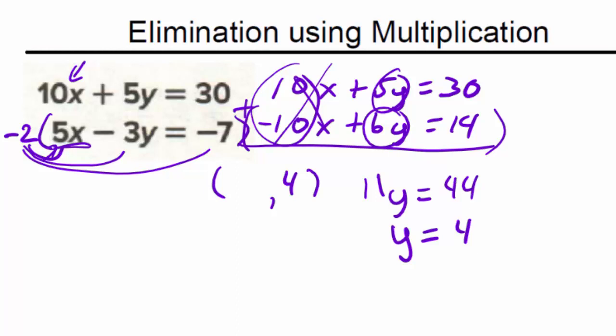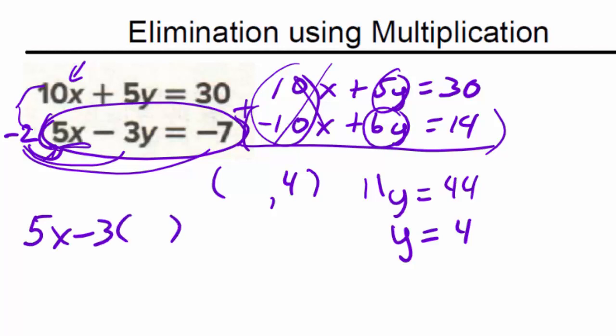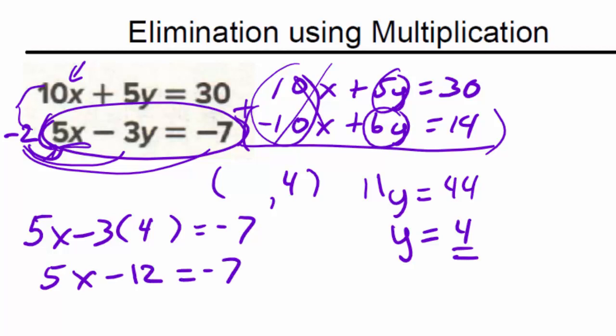Now I want to go back and solve the x value, which means I have to go back to one of my original equations. Well, this one that's on the bottom here, the 5x, appears to have smaller numbers, so I'm going to use that one. So 5x minus 3, and in place of y, I'm going to put the value of y, which is 4, in there, and then keep solving. So I'm going to simplify a little bit. So 5x and then -3 times 4 is -12, and that's going to equal -7.